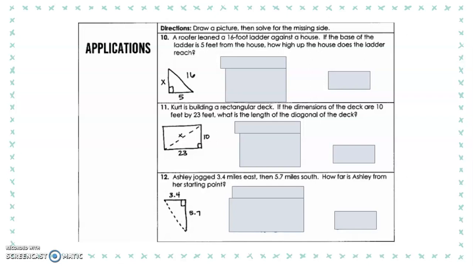For number 10, we have that a roofer leaned a 16-foot ladder against a house. If I'm leaning a ladder against a house, that's going to be my hypotenuse. Then it says that the base of the ladder is 5 feet from the house. So that means the bottom of my ladder to my house is 5 feet. That's why I have 5 on the bottom. And we want to figure out how high up the ladder reaches. So that is our x. We're trying to figure out that distance there.